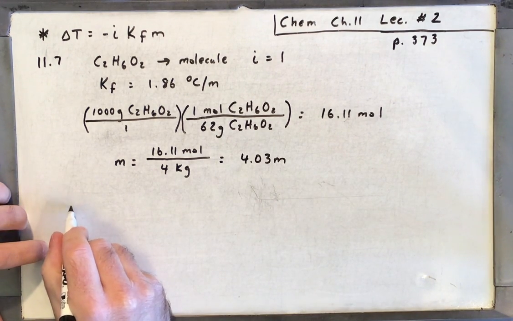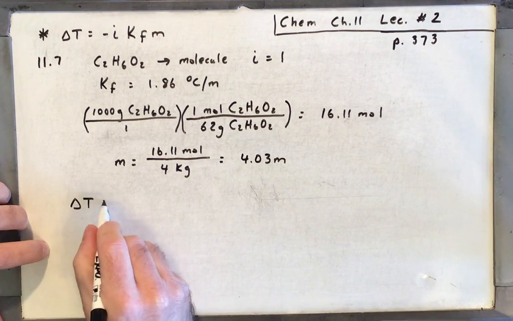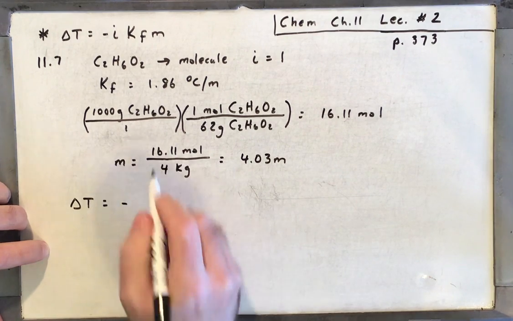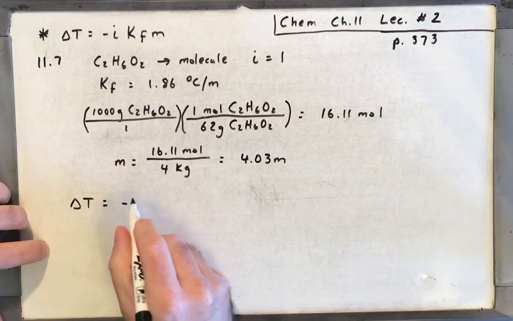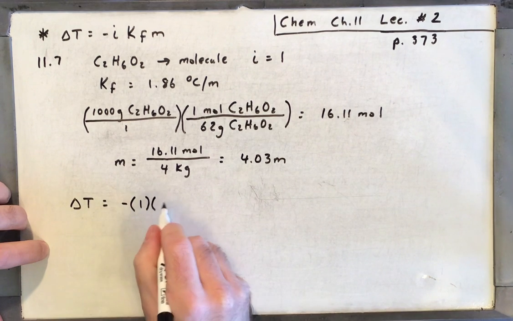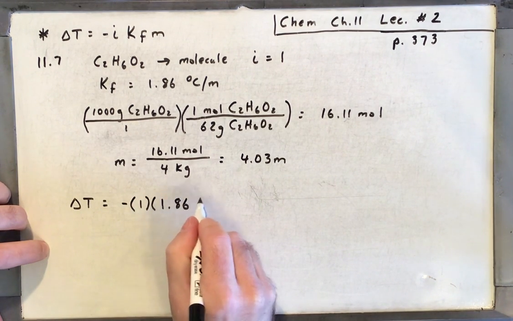Now we can get how much the temperature drops. What's the change in temperature? So it's minus i times K sub F times m. Well, i is 1. K sub F is 1.86.